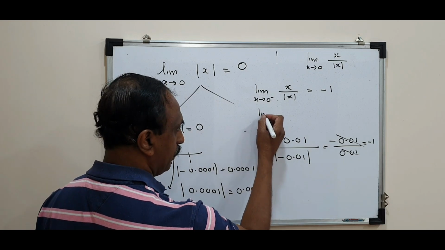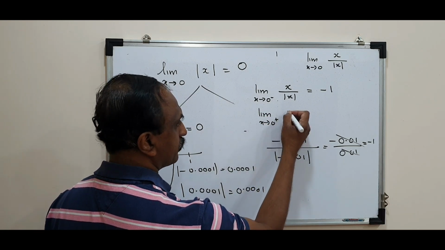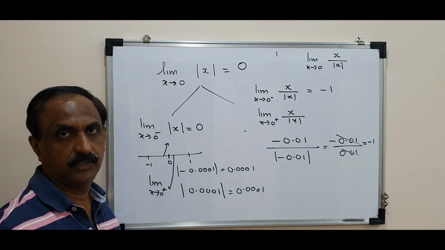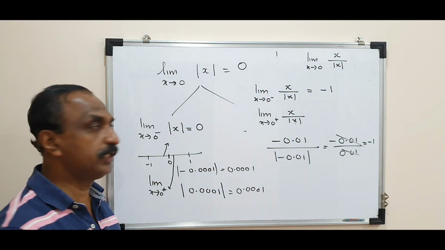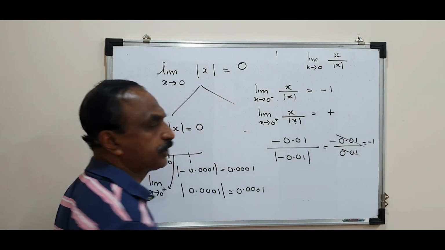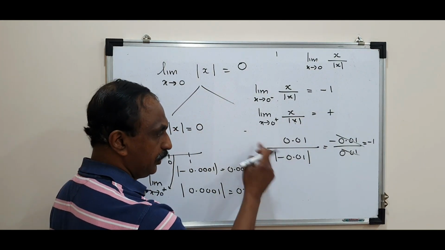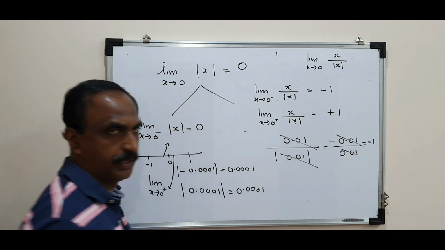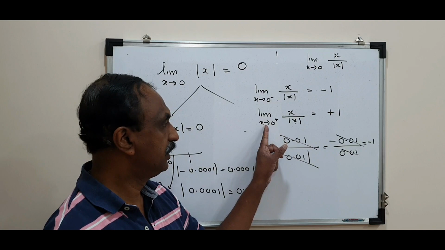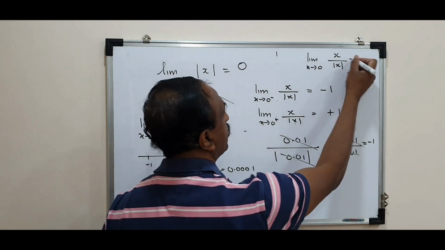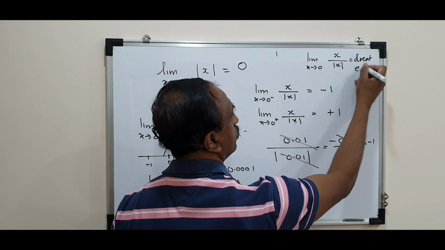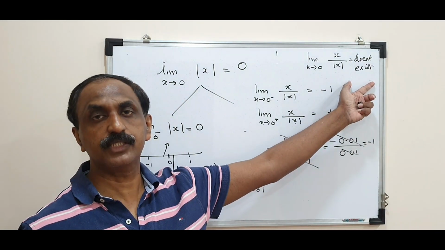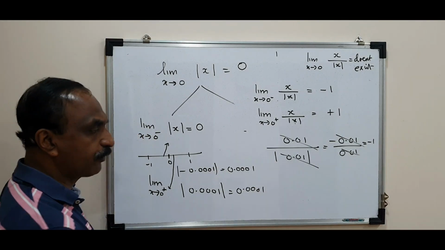Let's have a look at limit x tending to 0 plus. Now both of them are the same sign. X is positive, and the modulus of a positive number is also positive, so naturally this will be positive. Numerically they will be the same, so they will cancel and become 1. So the left hand limit will give you minus 1, the right hand limit will give you plus 1, so the limit does not exist. If the left hand limit and right hand limit are not equal, the limit of this function does not exist. So that's how you have to always think.